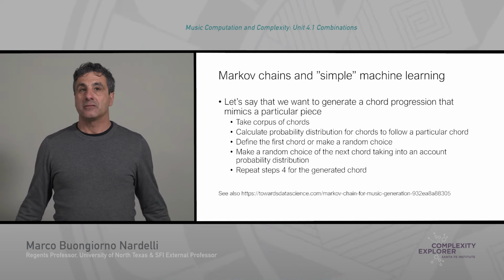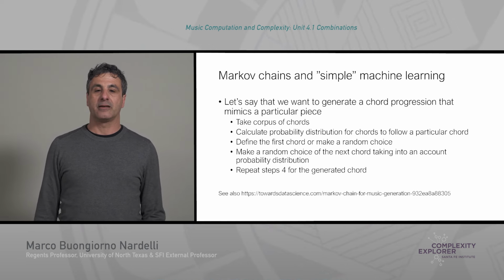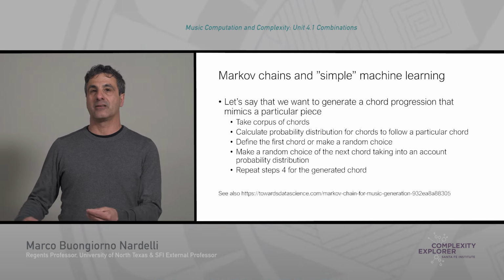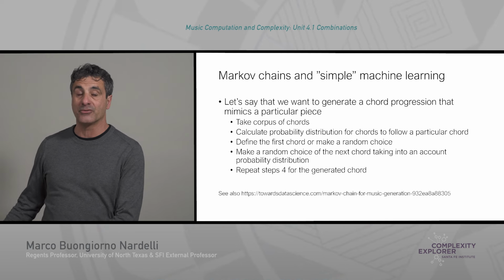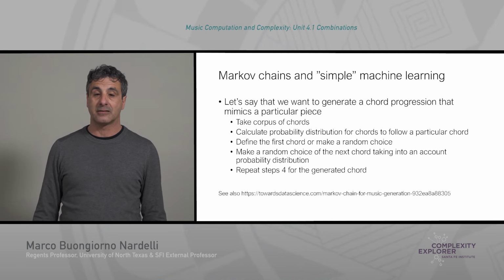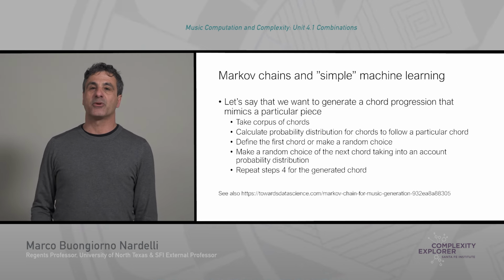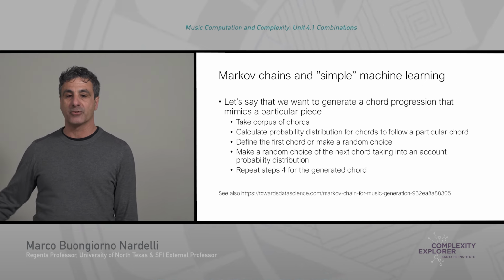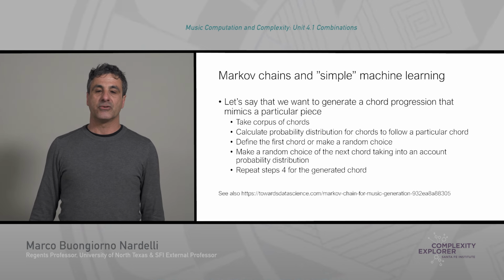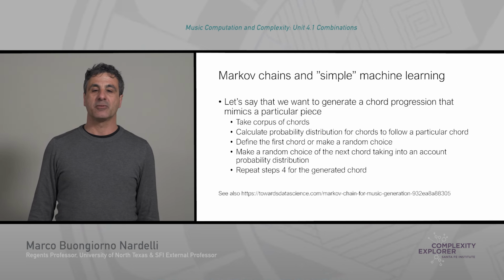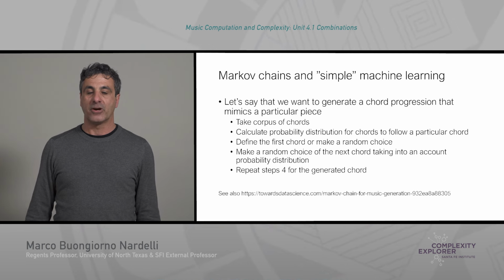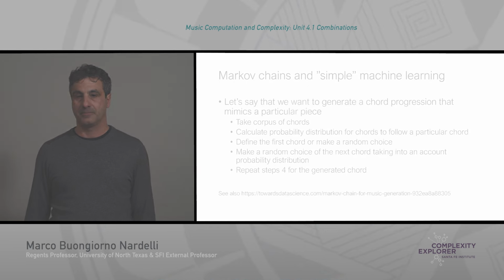Define a starting point, your first chord, and then do a random choice with a probability distribution that is weighted against the probability distribution that you observed in the actual data set of those particular chords. And then you repeat this process, and eventually you produce a chord progression. You can see for this a particularly interesting paper that is linked here in this slide, where this Markov chain musical generation is described in detail.